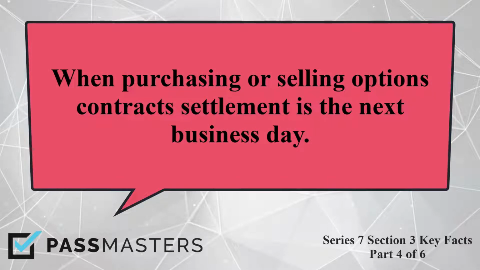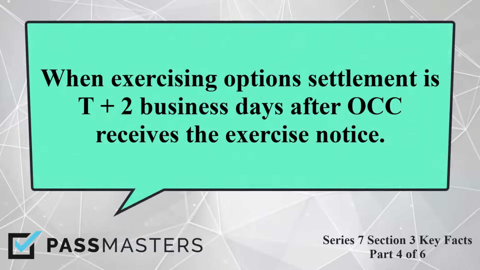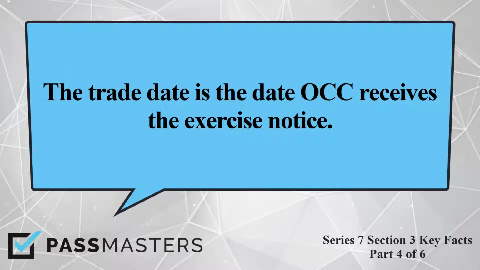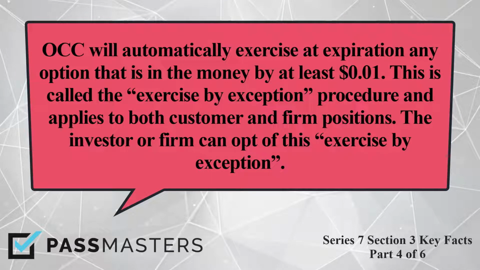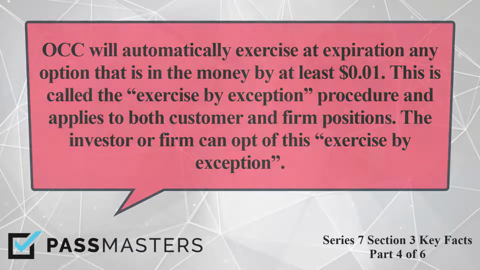When purchasing or selling options contracts, settlement is the next business day. When exercising options, settlement is T+2 business days after OCC receives the exercise notice. The trade date is the date OCC receives the exercise notice. OCC will automatically exercise at expiration any option that is in the money by at least a penny. This is called the exercise by exception procedure and applies to both customer and firm positions. The investor or firm can opt out of this exercise by exception.